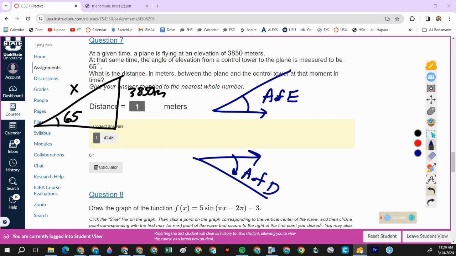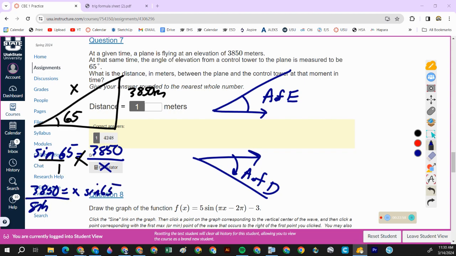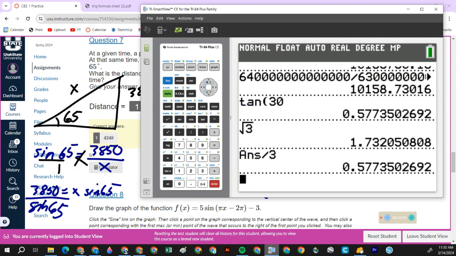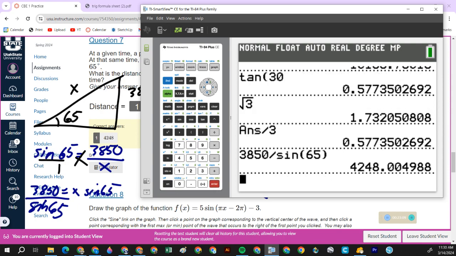So that would be this. This is just simple right triangle trig. The sine of 65 is equal to 3850 divided by x. So we cross multiply: 3850 equals x sine 65. We divide by the sine of 65. So 3850 divided by the sine of 65 is 4248.